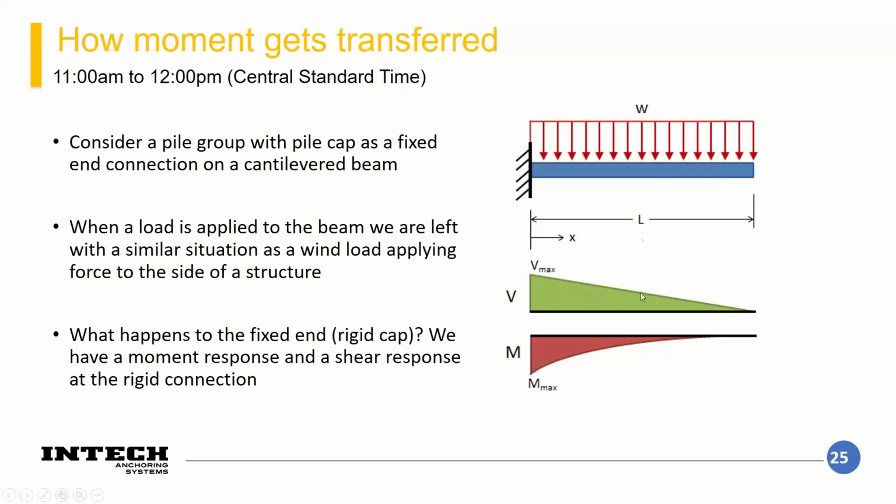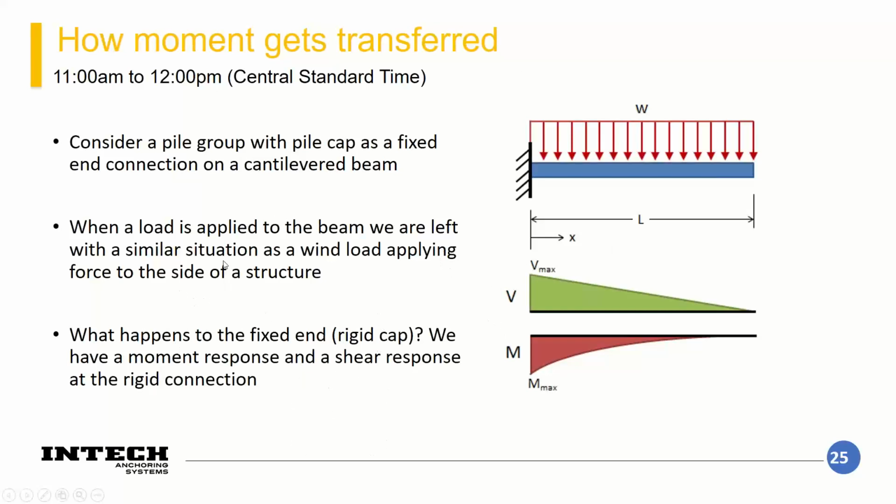So taking another deeper look into how this moment gets transferred into your piles. What I've shown here is a fixed and cantilevered beam. And for the sake of this discussion, we'll consider this to be a pile group down here, and this to be a wind load acting on the side of the building. So obviously this is horizontal and columns are vertical, but this is a nice visual to see what we're going to talk about here.